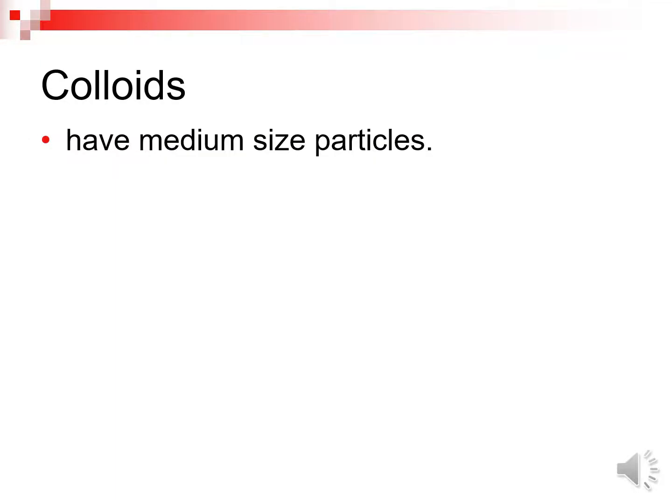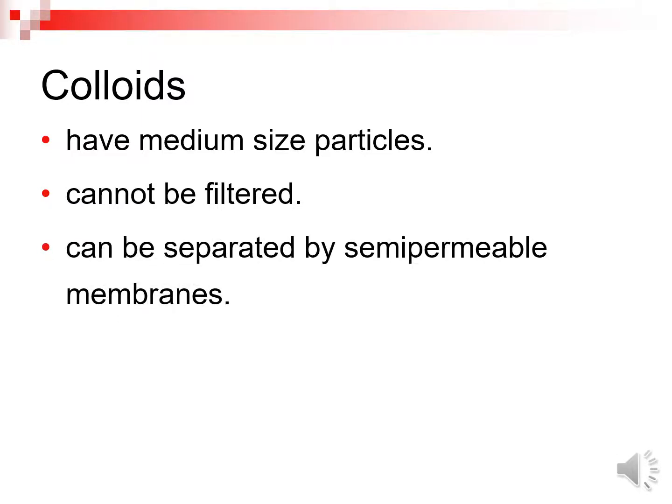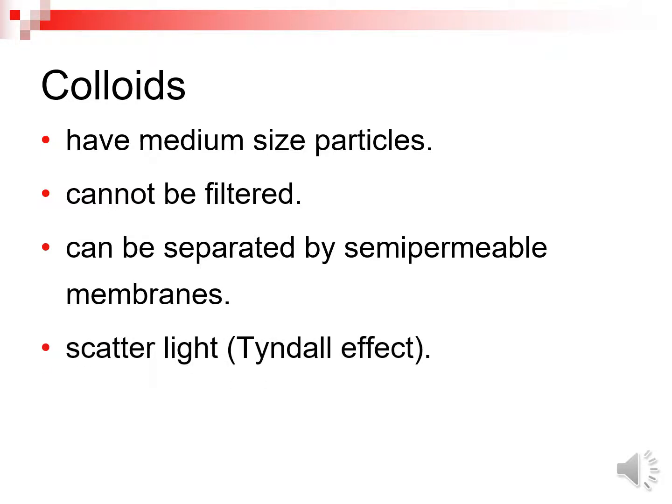On the other hand, colloids are when you have medium-sized particles, usually 1,000 nanometers in size or so. Unless you have very specific scientific filters, these are generally not filterable by paper filters like we use in our labs. But semi-permeable membranes can be used to separate them. So in other words, something like dialysis tubing can separate it. Colloids scatter light via the Tyndall effect.